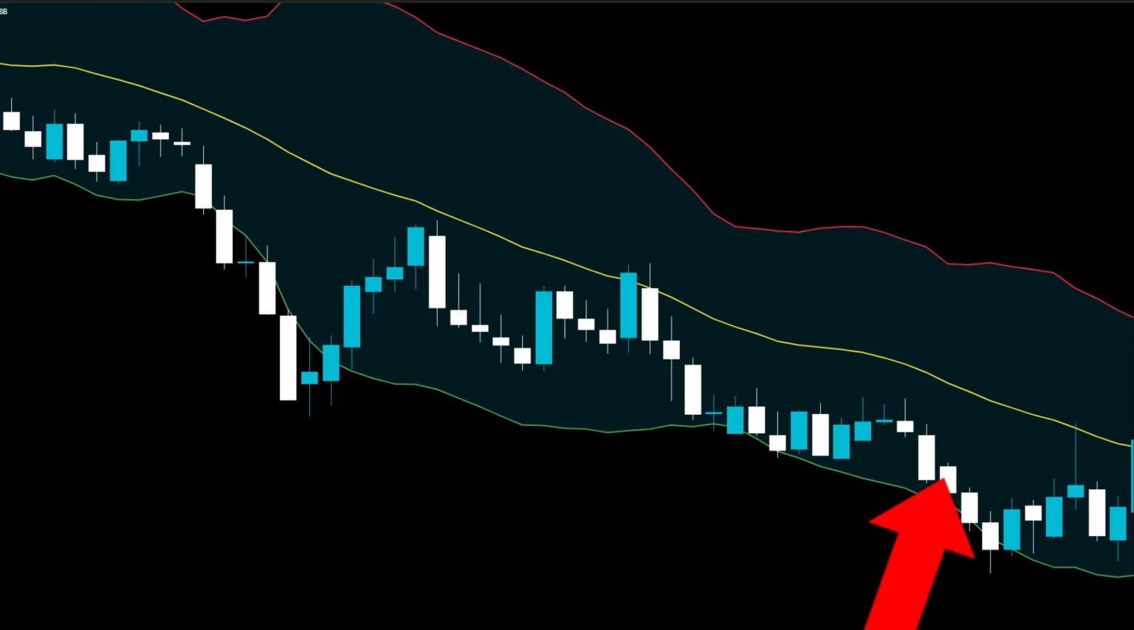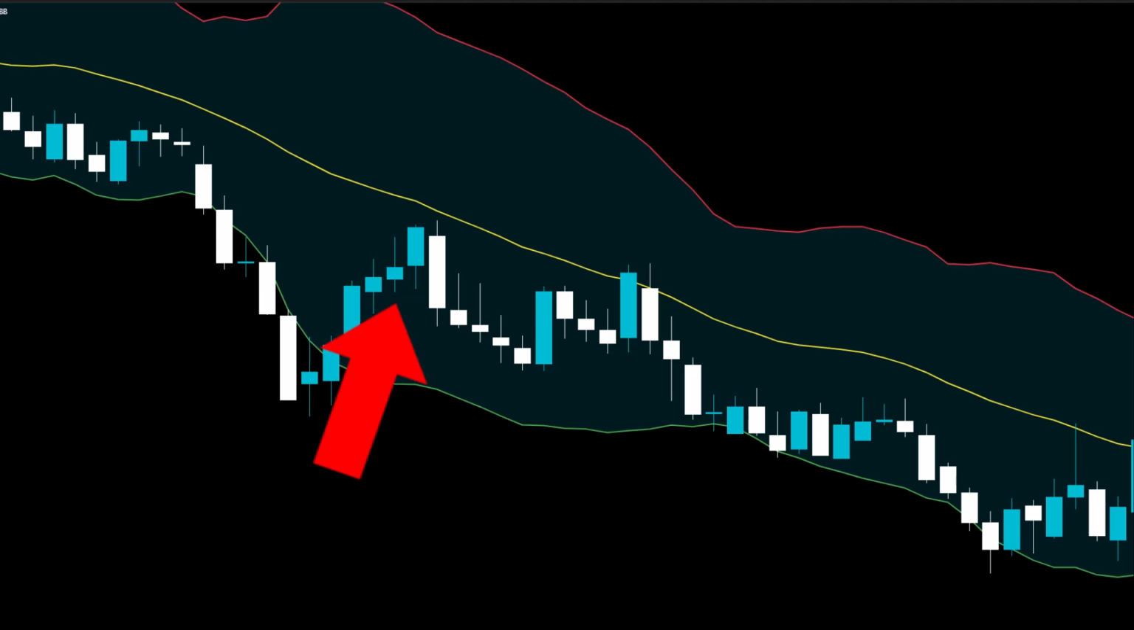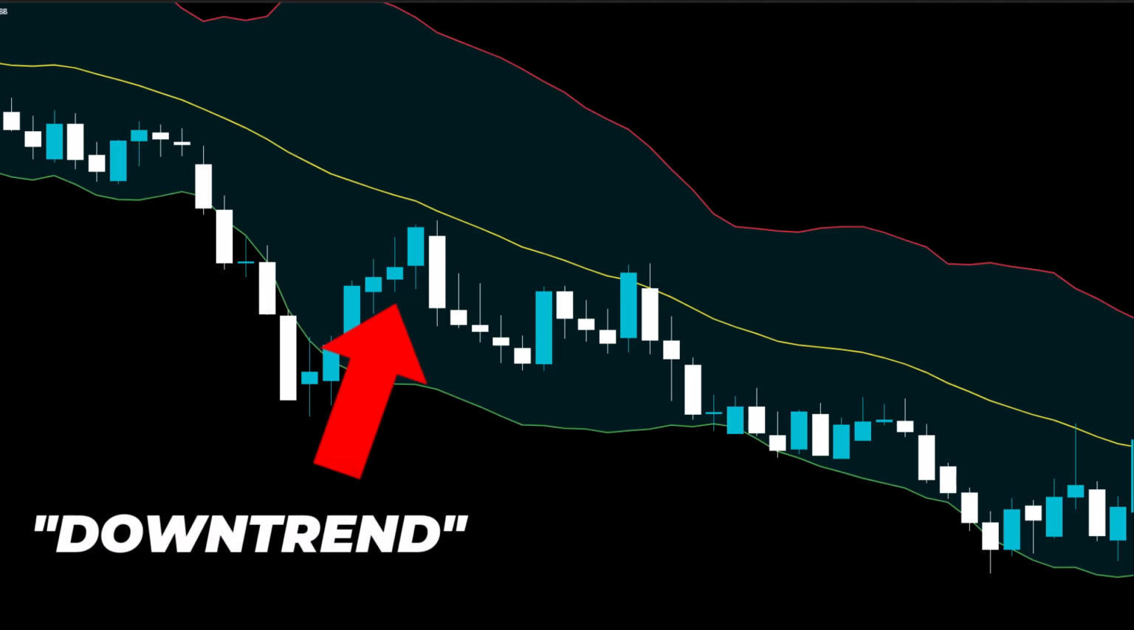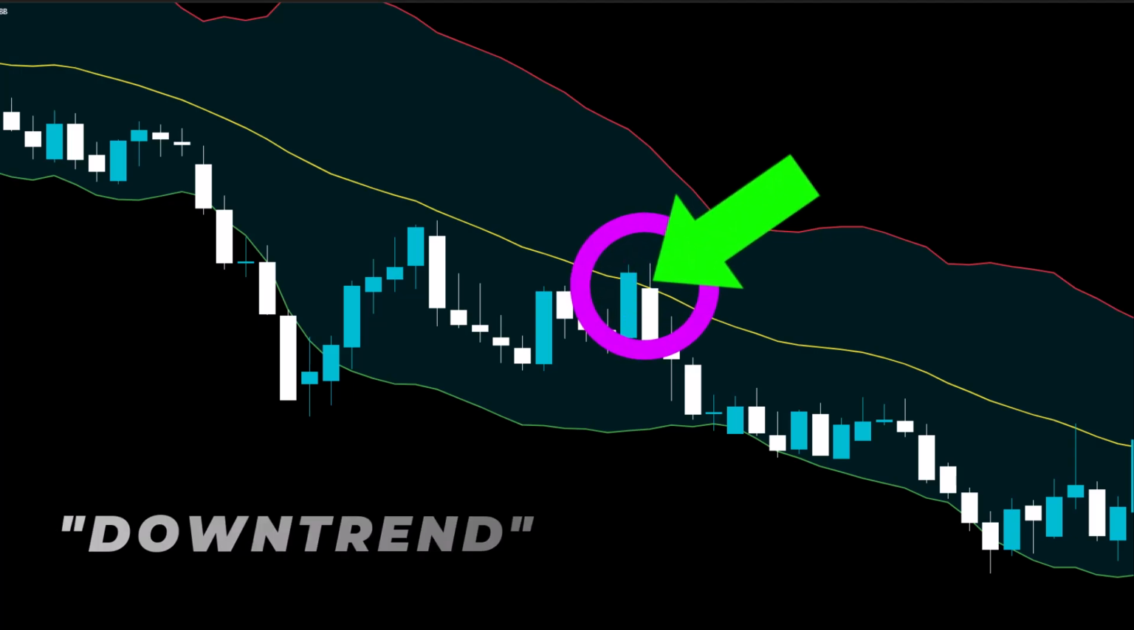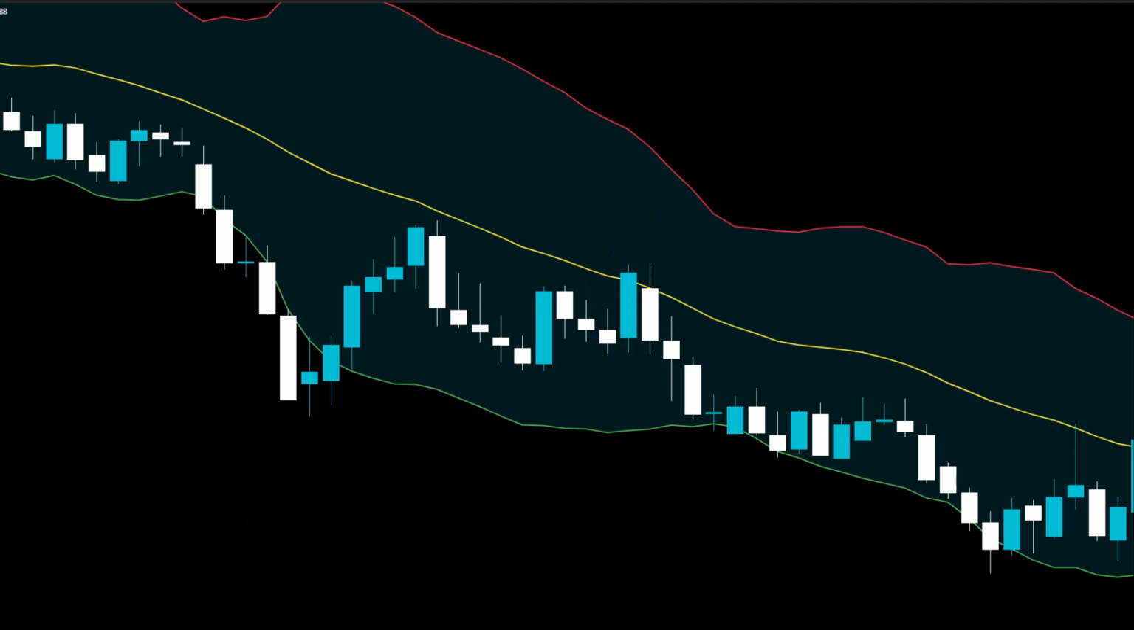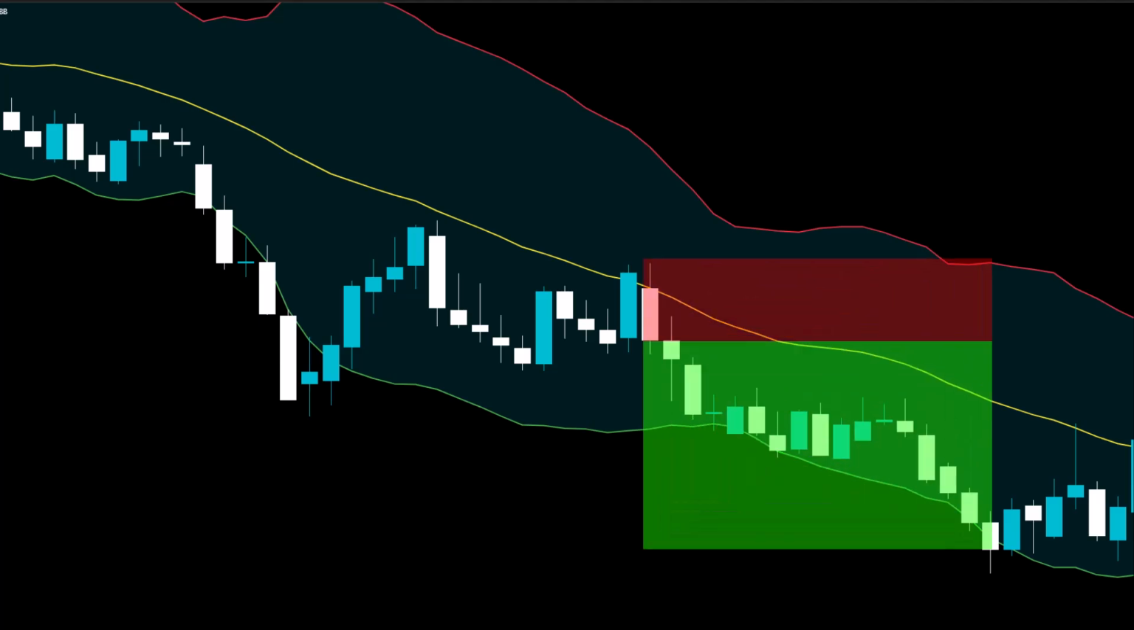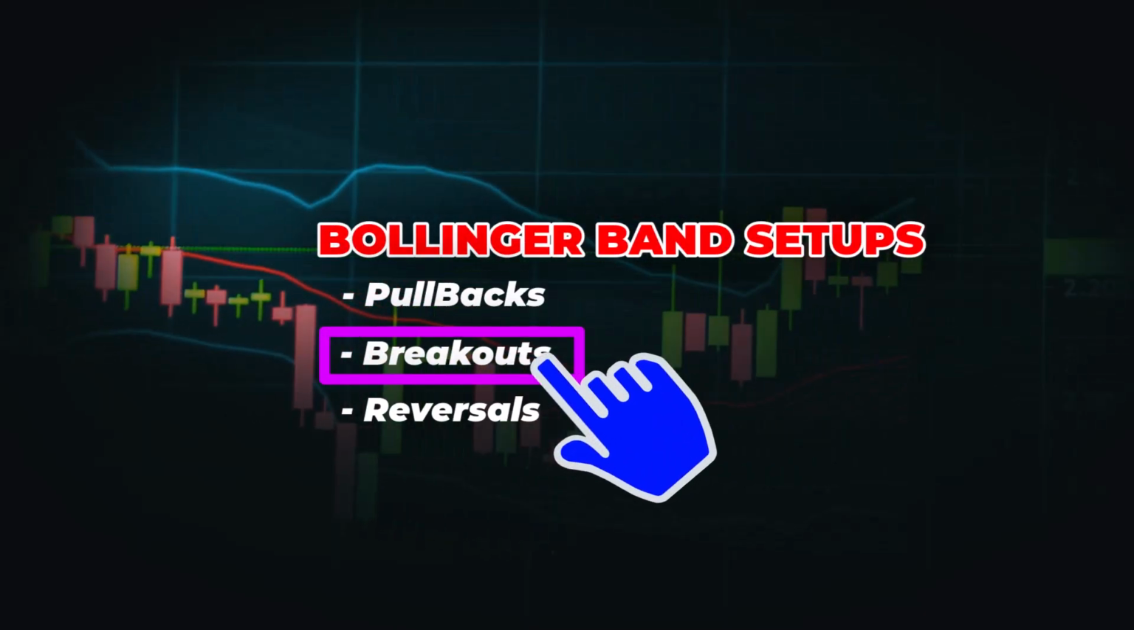Conversely, if the price is moving between the middle band and the lower band, the market is in a downtrend. Here, we look for selling opportunities when the price pulls back to the middle band. By using Bollinger Bands to identify pullbacks within trends, traders can enter positions at optimal points, increasing their chances of success. The second setup is the breakout setup.